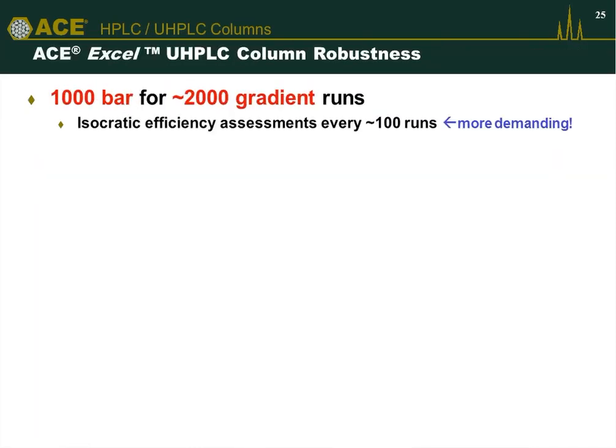So this is a nice slide to show column robustness for the ACE UHPLC column. This experiment was done at 1000 bar, where we did 2000 injections, 2000 gradient runs, and every 100 injections or so we did an isocratic efficiency assessment. And that's important because isocratic efficiency assessments really tell you truly how your efficiency is changing across your run. Gradient assessments are not valid. The isocratic assessments are the way that you should look at efficiency across a column lifetime.